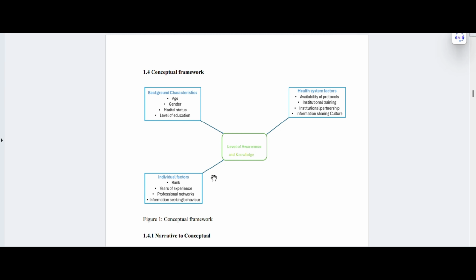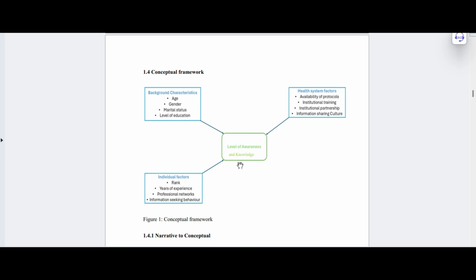And also make sure that your conceptual framework is easy to understand. Don't go and do something complicated that when someone sees it at first glance, he or she doesn't know what you're talking about. So in this diagram, even without knowing the person's topic or reading the person's narrative to the conceptual framework, I can see that he or she is saying that background characteristics affect the level of awareness or knowledge of participants. The same applies to the health system factors and individual factors. So this is a conceptual framework showing how other factors affect the level of awareness and knowledge.